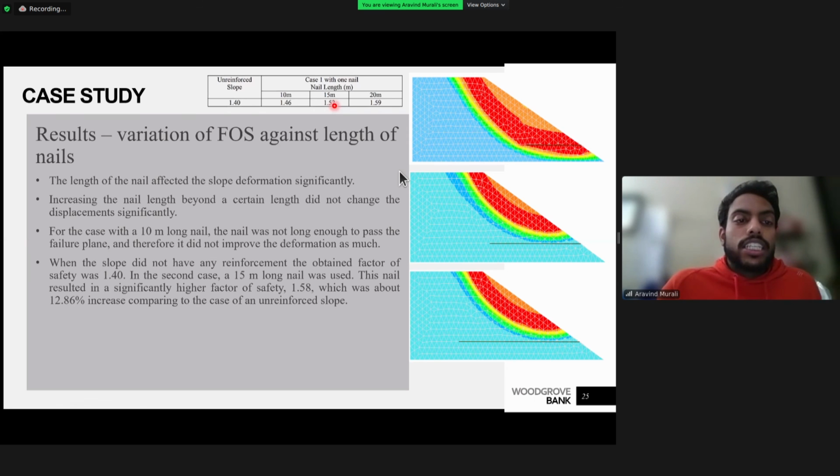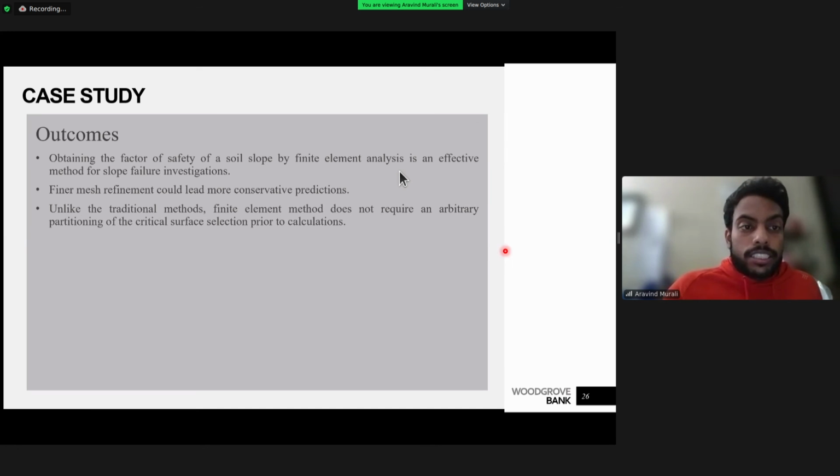So the outcomes of the case study were that obtaining the factor of safety of the soil slope by finite element analysis is an effective method for slope failure investigation when compared to any other limit equilibrium method, which are cumbersome in nature. Finer mesh refinement could lead to more conservative predictions of the factor of safety. Unlike traditional limit equilibrium methods, the finite element method does not require any arbitrary partitioning or critical surface selection, which are selected prior to the calculations.